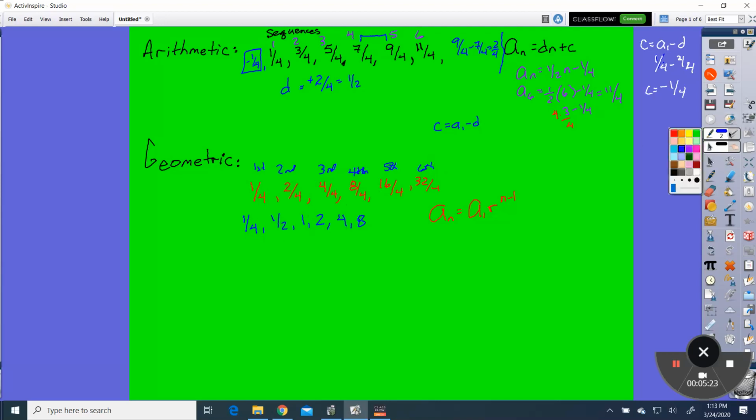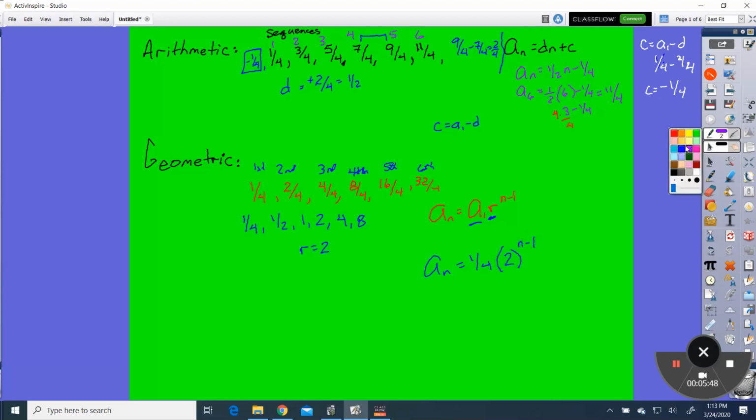So now we know our terms, and we can see this. Oh, I see that we're just multiplying by 2 each time. That means r equals 2. So now it says to find the general equation, all I need is the first term and r. So a_n equals my first term, which is 1/4, times r to the n minus 1.